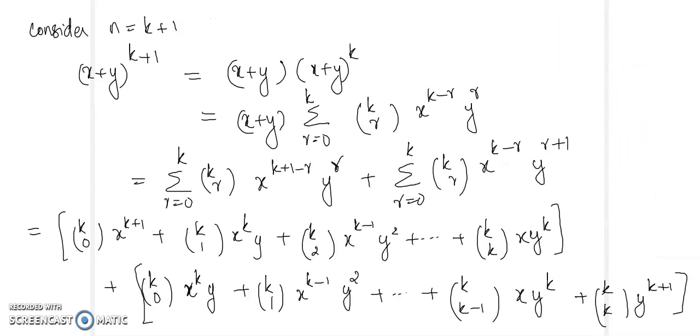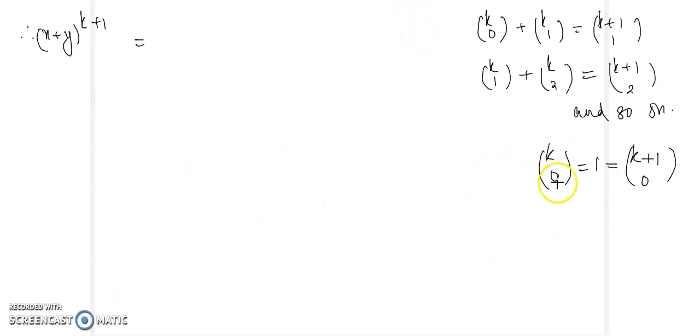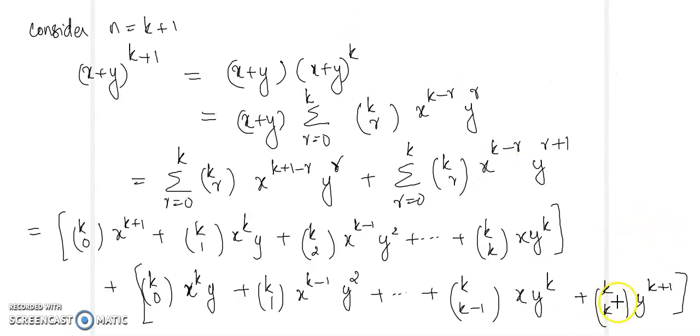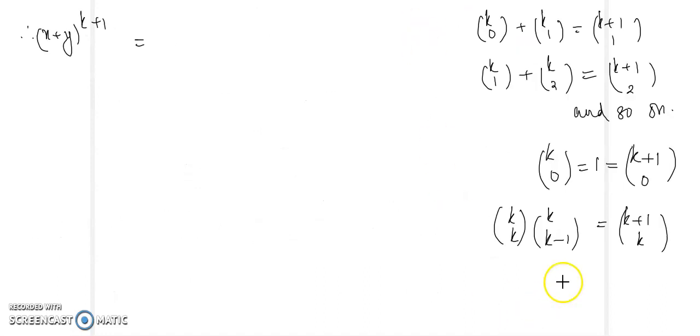And let us look at the last term. The last term is y raised to k plus 1. Here you have kC(k minus 1). Then you have kCk. kC(k minus 1) plus kCk will be k plus 1 Ck, and the last coefficient is kCk. kCk is also 1, which will be equal to k plus 1 C(k plus 1).